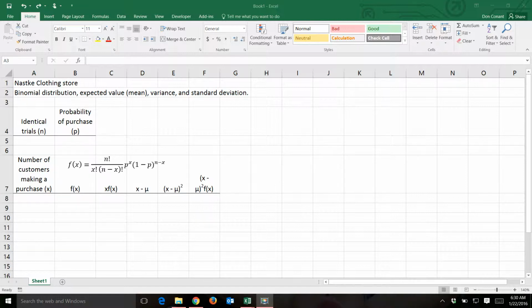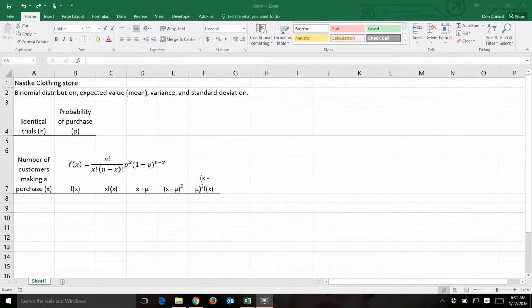For the experiment, the store manager estimates that the probability of a customer making a purchase is 30% and asks what is the probability that exactly 2 of the next 3 customers make a purchase. Of course, we have some characteristics of the problem that have to exist in order for the binomial distribution to apply.